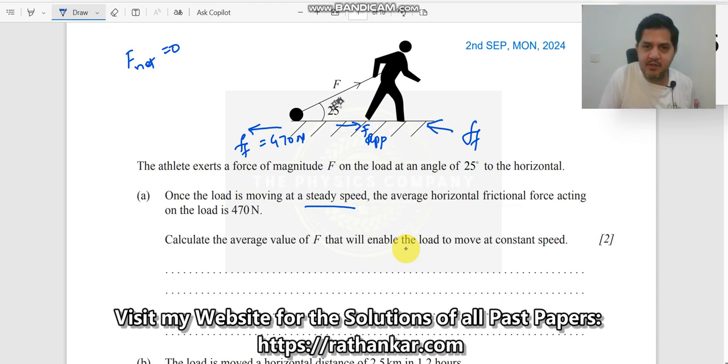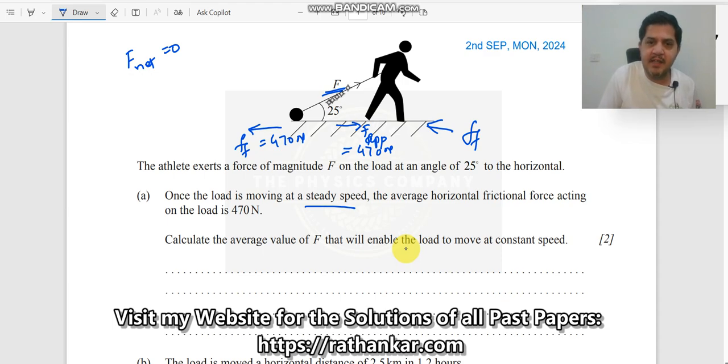So you need to find out the value of F, but nothing else is given. If the frictional force is 470 Newton, this force should also be 470 Newton. Why is it 470 Newton? Because only then the net force acting on this object will become 0. Hence this is 470 Newton.